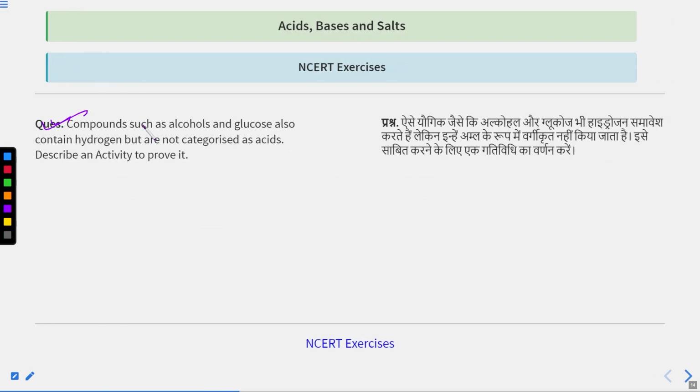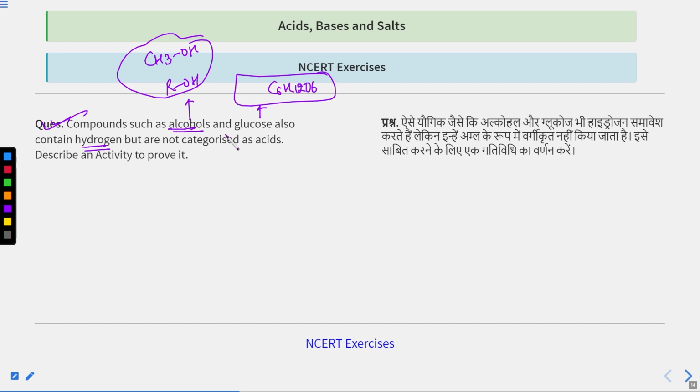Let's move to the next question, which is saying that compounds such as alcohols and glucose also contain hydrogen. Alcohol's general representation is ROH, for example CH3OH, methanol, containing hydrogen. Glucose formula is C6H12O6, containing hydrogen, but these are not categorized as acids. Describe an activity to prove it.